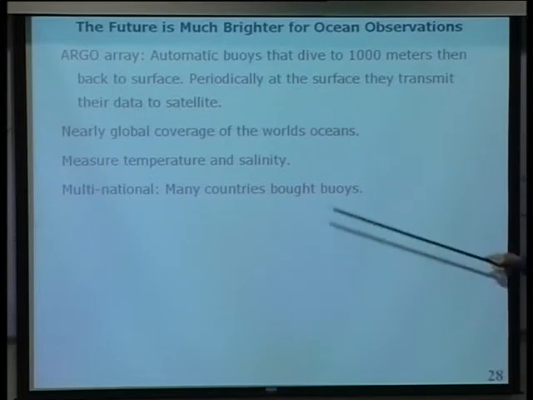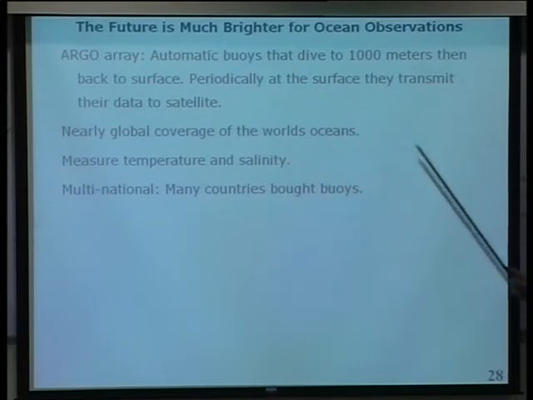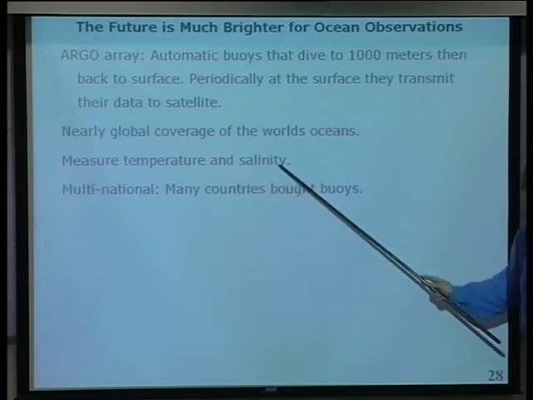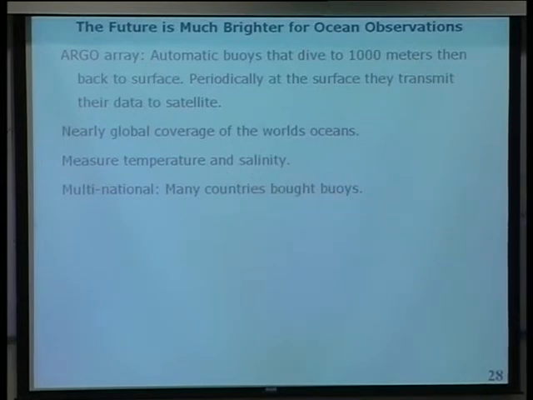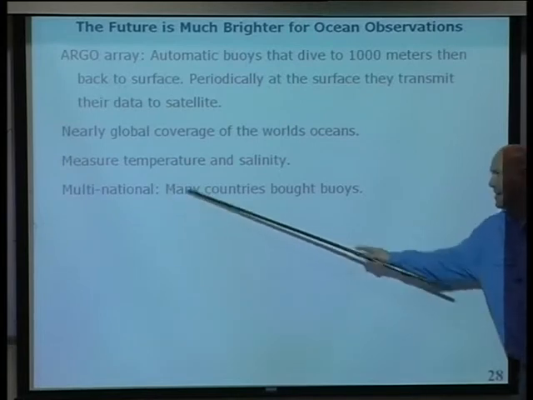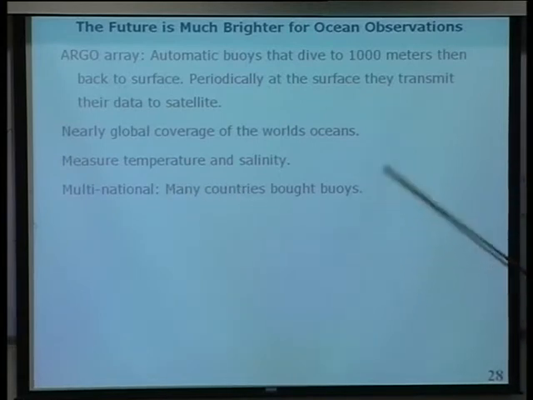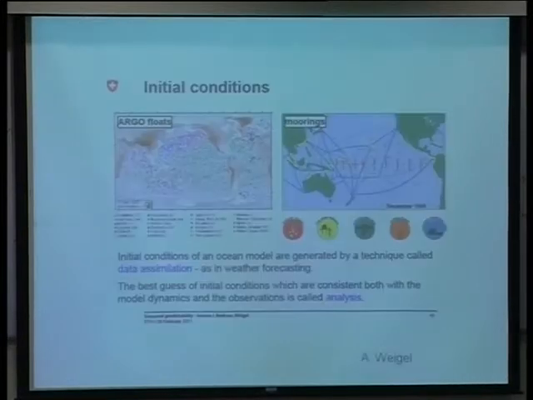So by now we have nearly global coverage for the world's oceans. They measure both temperature and salinity. One nice thing about it is that it's multinational, so many countries bought buoys. When I say a country bought a buoy, so for instance, Germany bought a buoy, it doesn't mean that they have a buoy just outside Germany. Usually they're buying it in some region of the ocean which was considered, as they filled it in, to be most important. So for instance, the tropics.